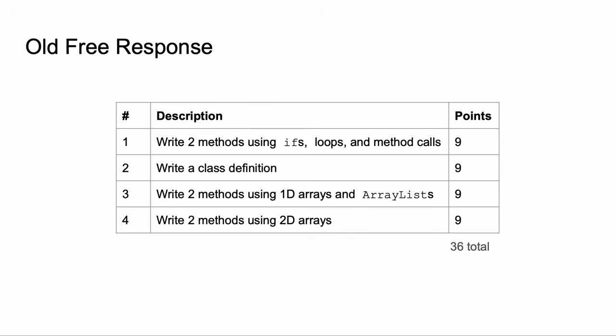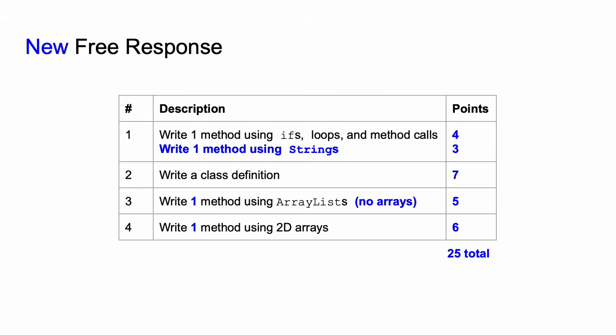The old exam featured 4 free response questions. Most had 2 parts, and all were scored out of 9 points. In the new exam, question 1A will still emphasize ifs, loops, and method calls, but question 1B will focus on strings. Question 2 still has students writing a complete class definition, but its reduced point value suggests a smaller class.